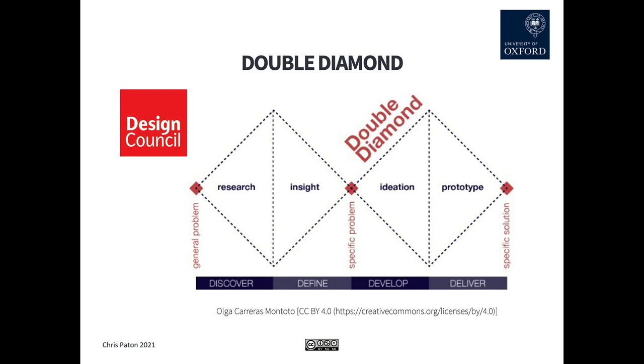So their idea is there's these two diamonds. The first diamond is to work out what the specific problem is. So you have a general problem, the area that you're interested in, and you do research in all sorts of different ways of looking at that problem, but then you come down to what is the core, real, specific problem that you want to address. And then again, you expand out and come up with lots of ideas about how you can try and solve that problem. And then you come down, by prototyping, to a specific solution to that problem.